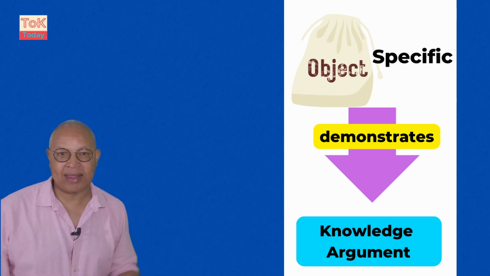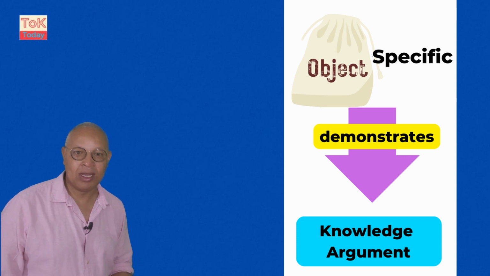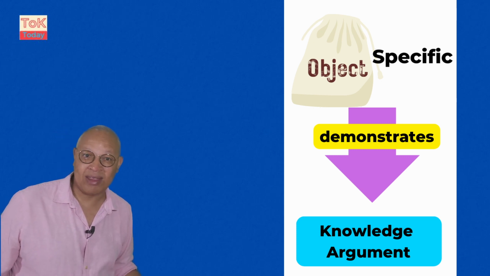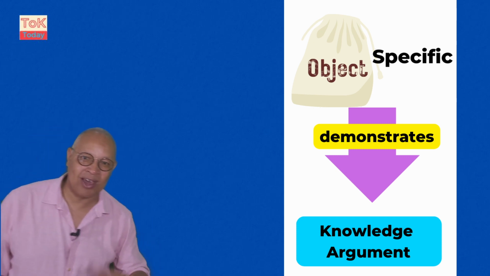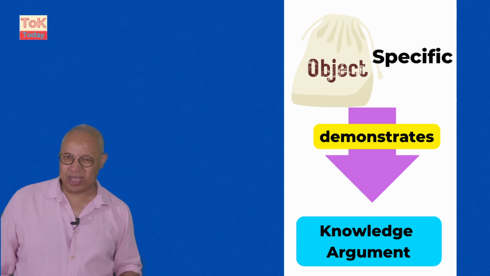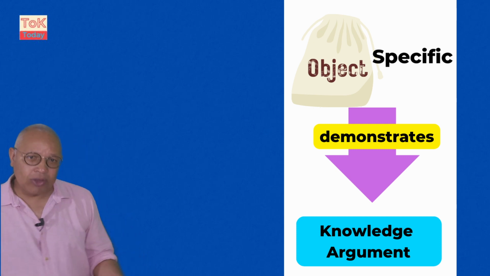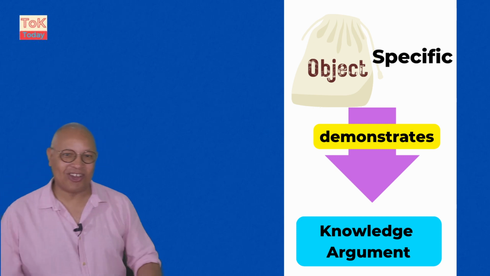Now, obviously, to select an object that demonstrates a knowledge argument, you need to know what a knowledge argument is. And if you could do with a bit of help with that, then check out my next video, which will be published later this week or early next week, which will cover what is a knowledge argument.